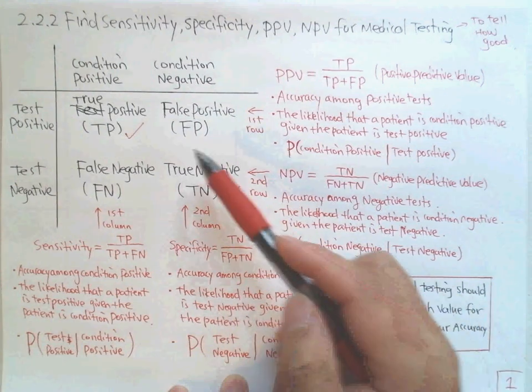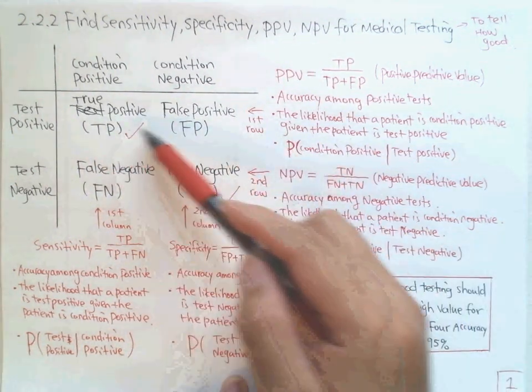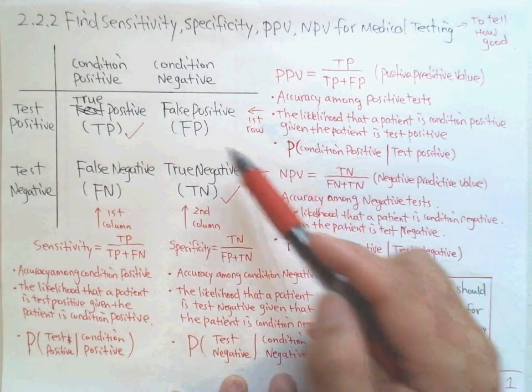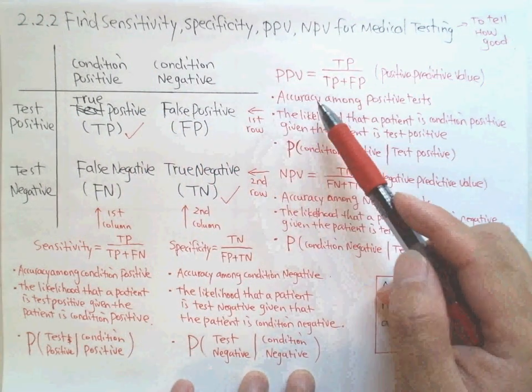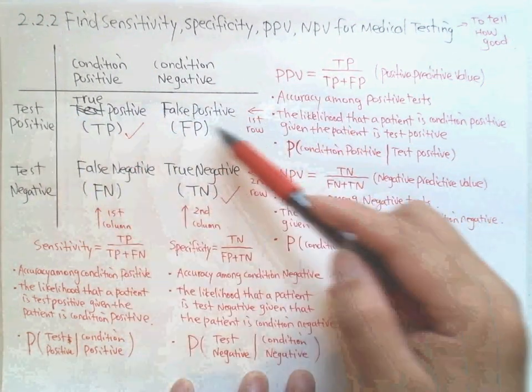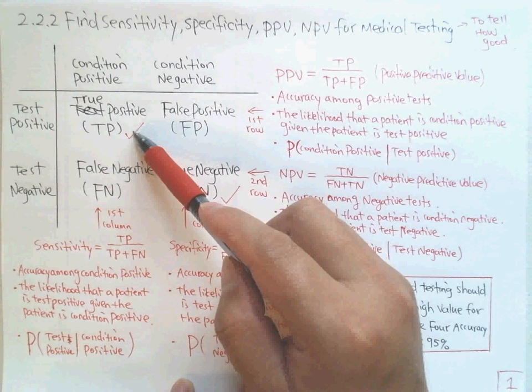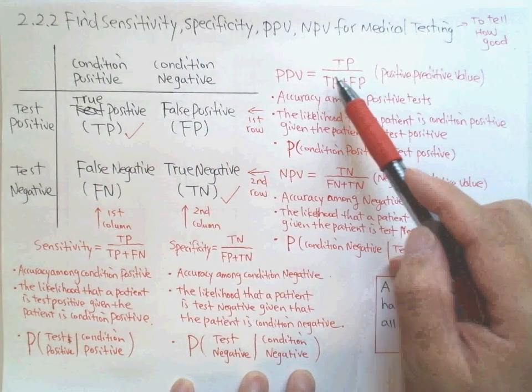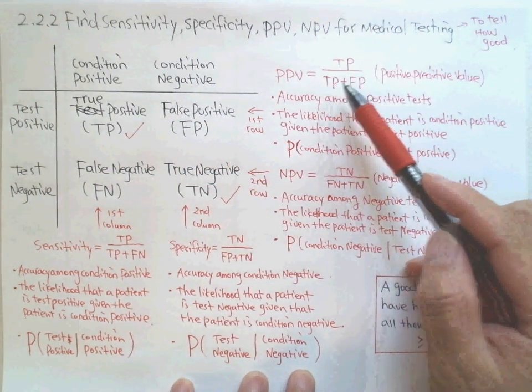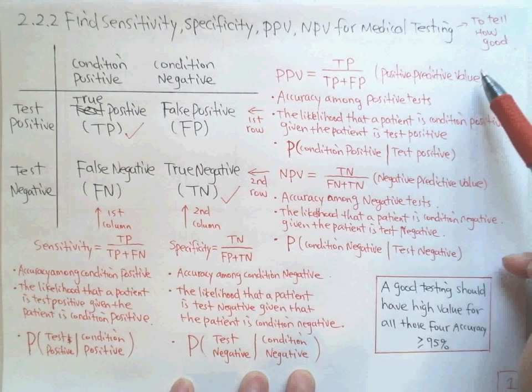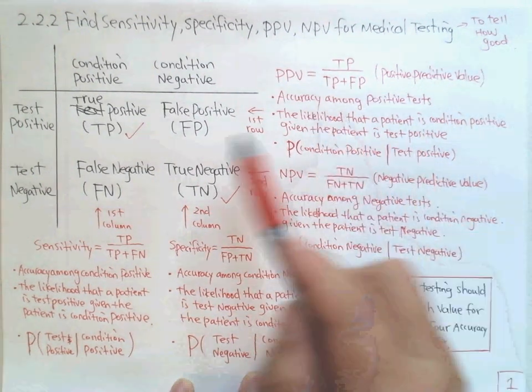We have another two, focusing on the first row and the second row. If we focus on the first row, how do we get the accuracy among the first row? It is the true one divided by the sum. That we call the PPV, positive predictive value. That tells you the accuracy, right?